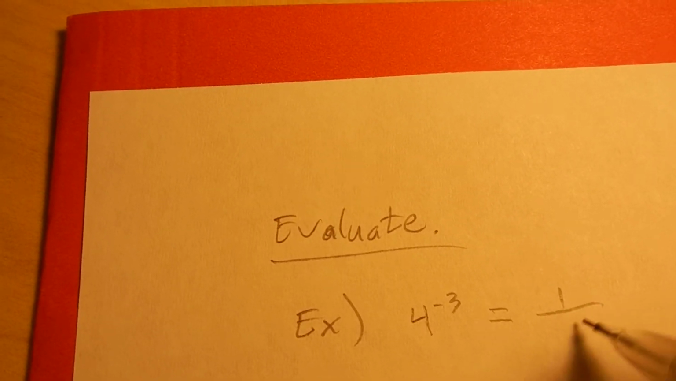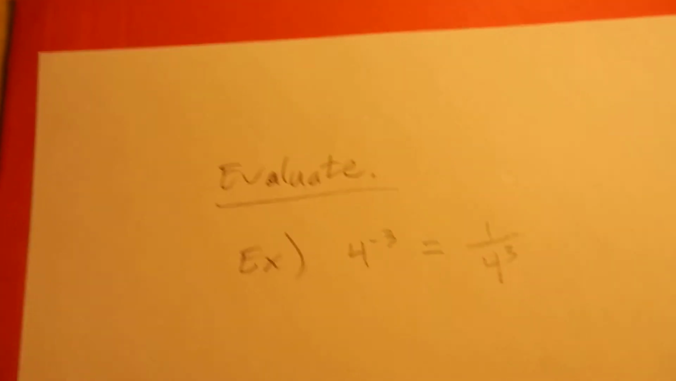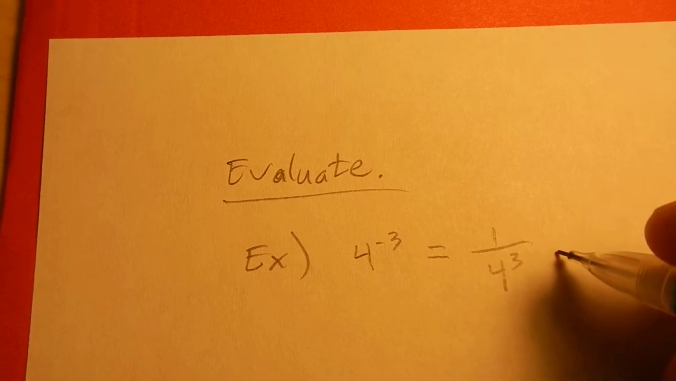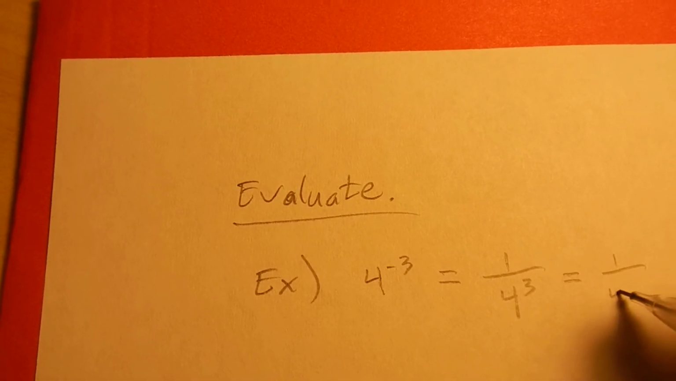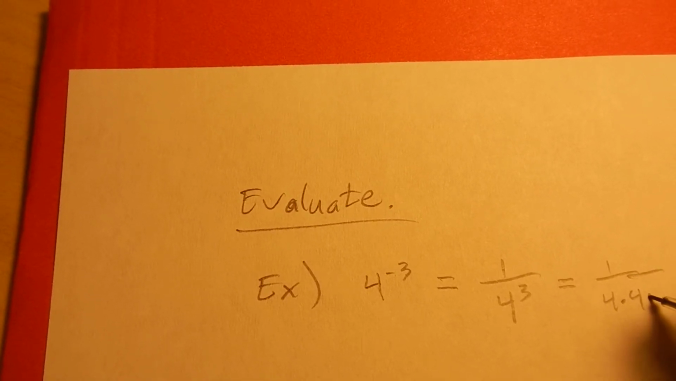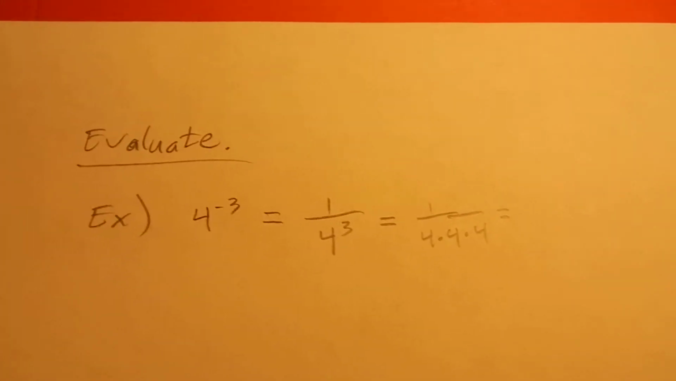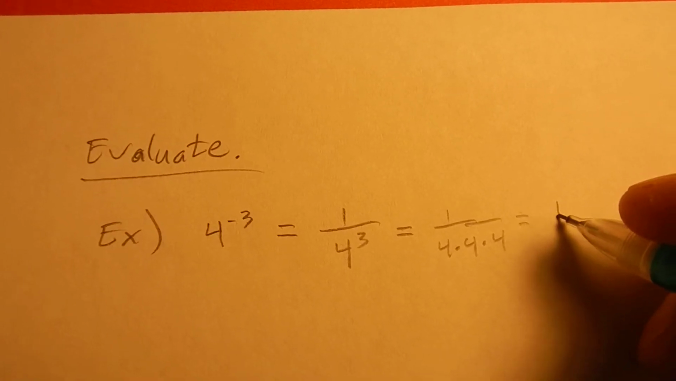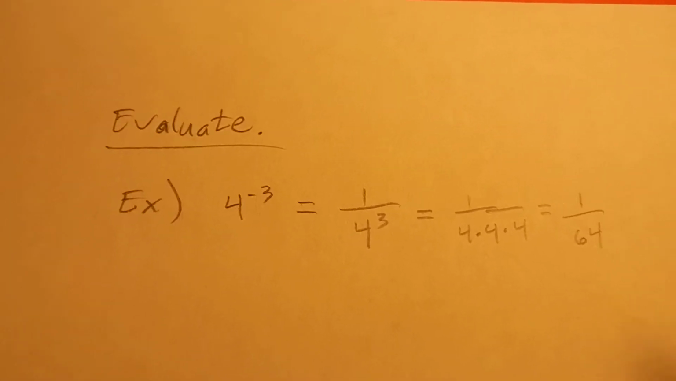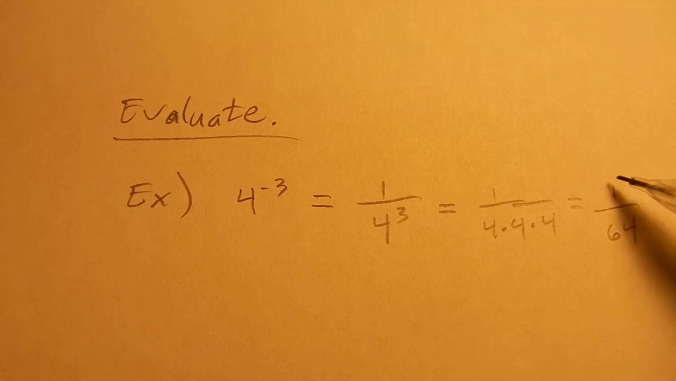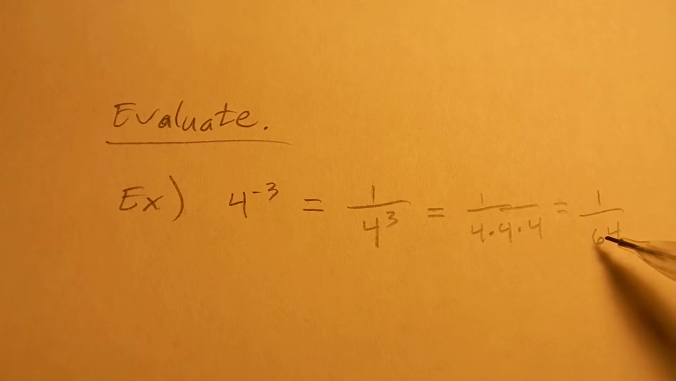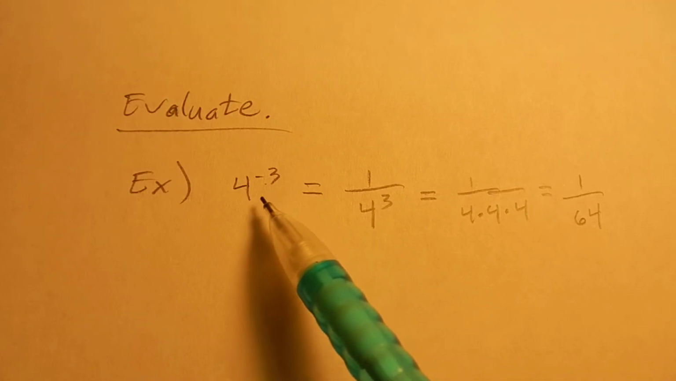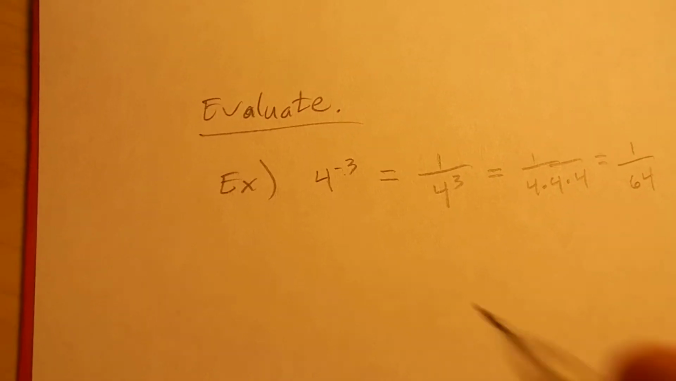So this really means 1 over 4 to the third power. And so we can evaluate this way. So 1 over 3 fours being multiplied together gives me 1 over 64. Now, the answer is not a negative number. It's a positive quantity. 1/64 is a fraction, actually. And so this is the meaning of this 4 to the negative 3 power.